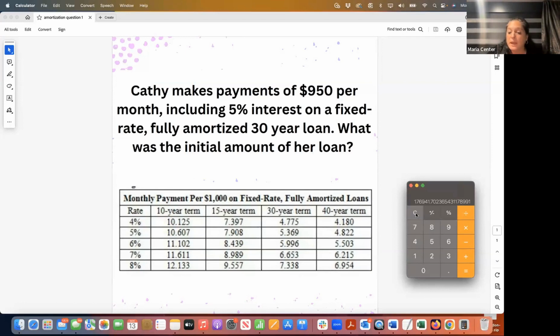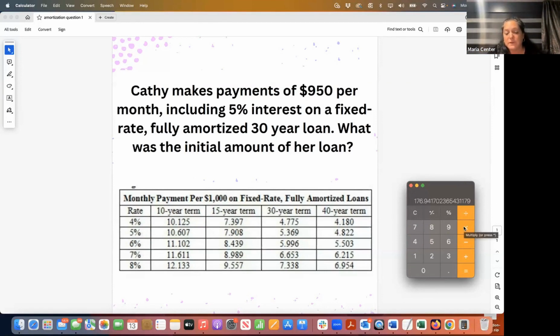We know that her total payment every month is $950. So, how many units of 5.369 is in 950? We do 950, the payment, divided by the number from the chart, and we figure out that she pays $5.369 every month for every $1,000 that she borrowed. I'm sorry, I got off track there. I was looking at the chat. So 176 times a month, she pays 5.369, rounding a little bit.